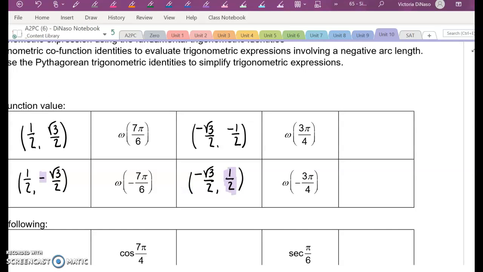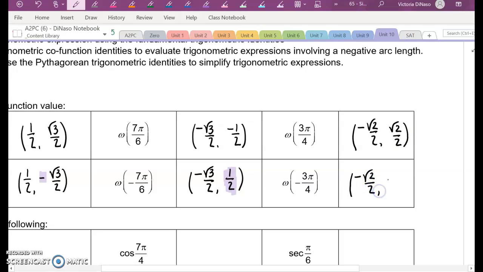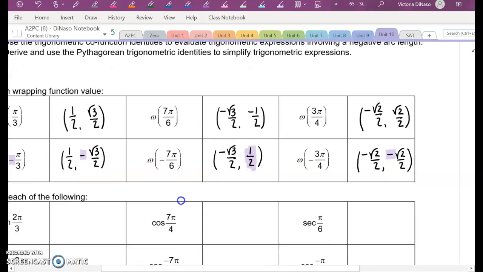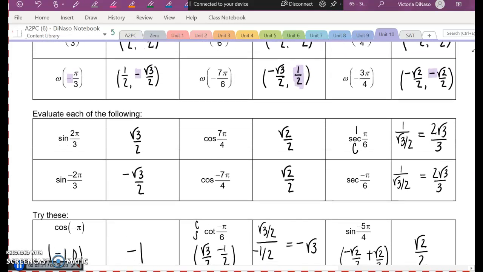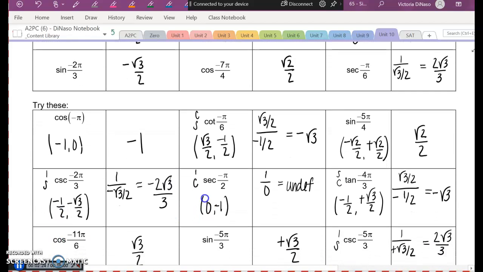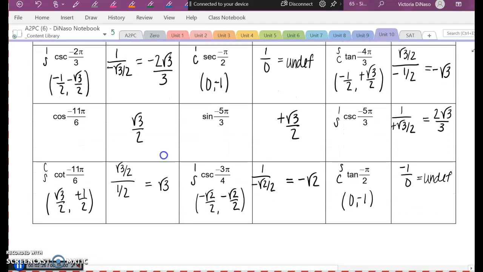The next one, normal, 3 pi over 4, we're in quadrant 2. Normally it's negative square root 2 over 2, comma, positive square root 2 over 2. With the negative, you are going to make sine negative. So we have negative square root 2 over 2, comma, and now that's going to be negative square root 2 over 2. So we change only the value of sine. Again, every single time that you have a negative radian, you're only changing the value of sine.